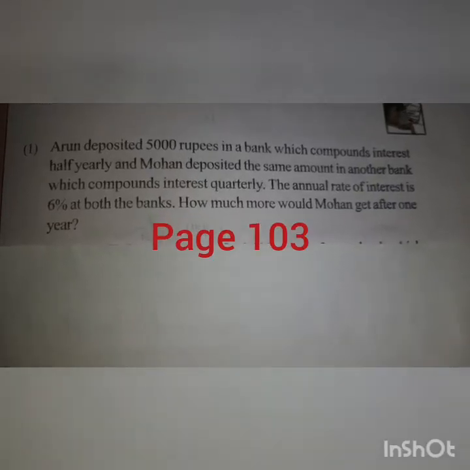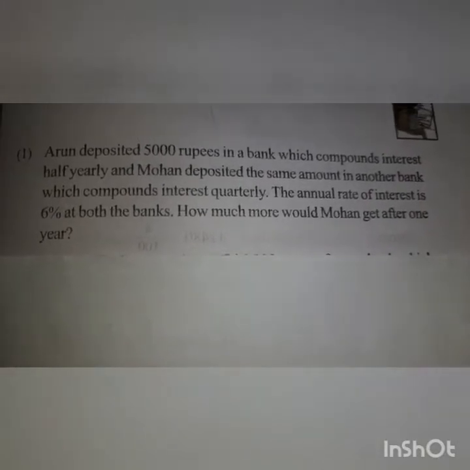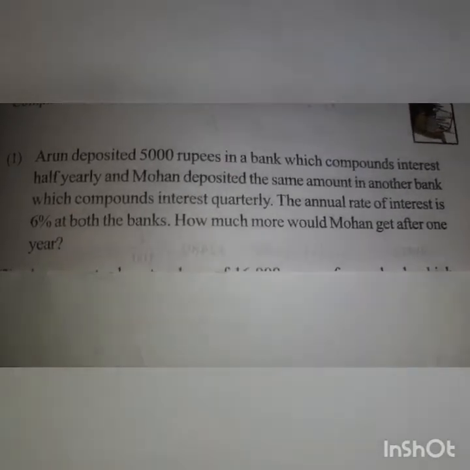Arun deposited 5,000 rupees in a bank which compounds interest half yearly. Mohan deposited the same amount in another bank which compounds interest quarterly. The annual rate of interest is 6% at both the banks. How much more would Mohan get after 1 year?